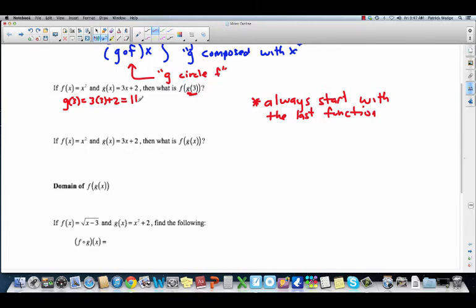Now the output of that function is used as the input of the next function. So now what we want to find is f of, not of 3, f of 11. That's our new input number. So what does that equal? Well, we plug 11 in there. 11 squared equals 121. That's our answer.